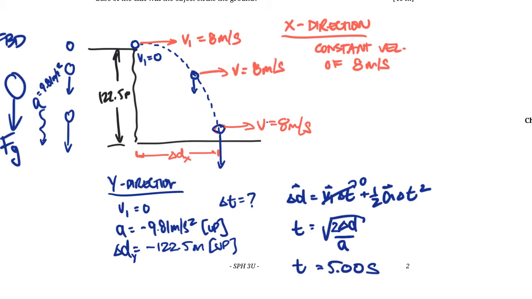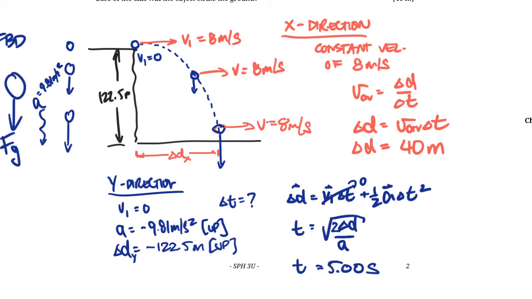So we just know that v, an average speed, is equal to delta d over delta t, or our change in displacement, or our change in position, is v delta t. So we can just multiply 8 times 5 seconds, which is 40 meters. That's it. So the object travels horizontally 40 meters from the top of that cliff.